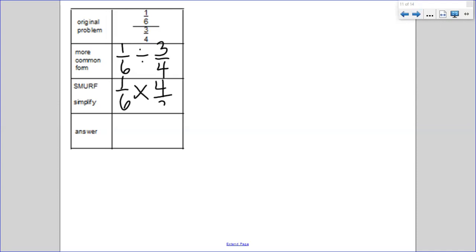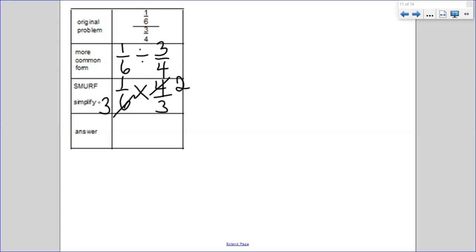You are flipped. Okay, so 3 and 1, the greatest common factor of 3 and 1 is just 1. So I can't do any more with that. That's already as small as it can go. But look at the 4 and 6. I can reduce here because 2 goes into both of them. So the greatest common factor of 6 and 4 is 2. So 4 divided by that GCF of 2 is 2. And 6 divided by 2 is 3.